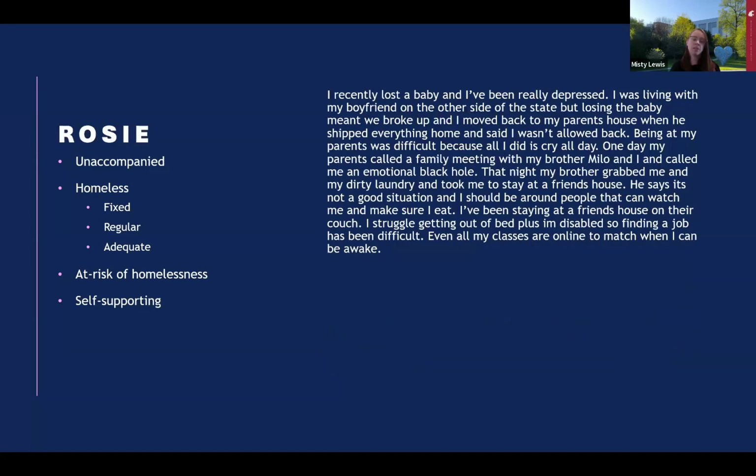Okay, so Rosie says, I recently lost a baby and I've been really depressed. I was living with a boyfriend on the other side of the state, but losing the baby meant we broke up and I moved back to my parents' house when he shipped everything home and I wasn't allowed to go back. Being at my parents' house was difficult because all I did was cry all day. One day, my parents called a family meeting and my brother Milo and I called me an emotional black hole. That night, my brother grabbed me and my dirty laundry and took me to stay at a friend's house.